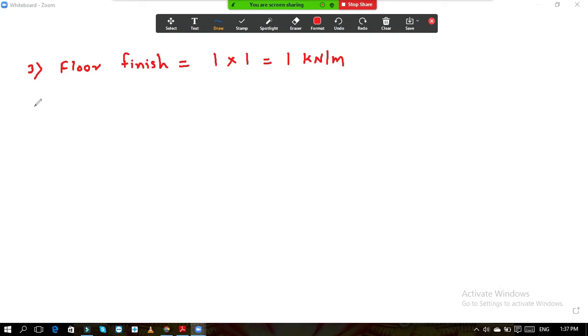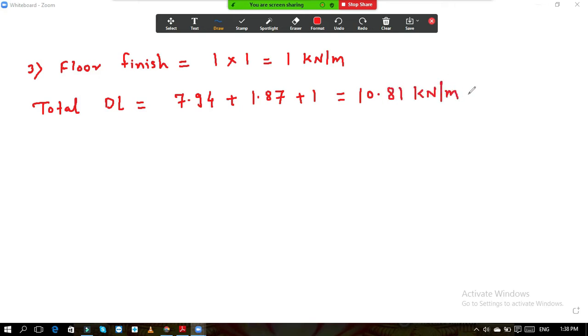So total dead load is nothing but the addition. Please check the values: 7.94 weight of the slab, then 1.87 weight of steps plus 1. If you do the calculation, what is the answer? 10.81 kilonewton per meter. So this is the total dead load.